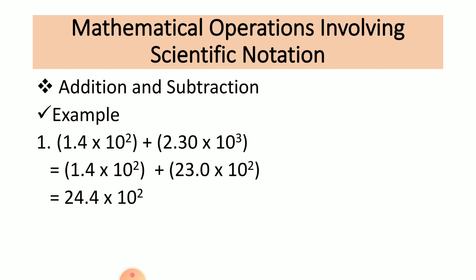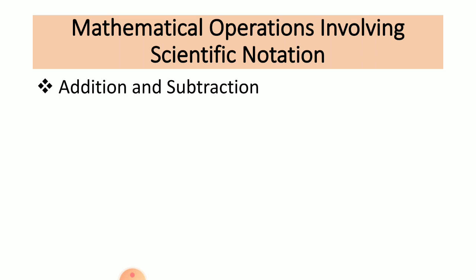So that is not yet the final answer because that is not in scientific notation. Because the main goal should be there is only one non-zero digit on the left side of the decimal point. So let us move the decimal point 1 unit to the left. Then let us add the exponent with 1. So that is now 2.44 times 10 raised to 3.